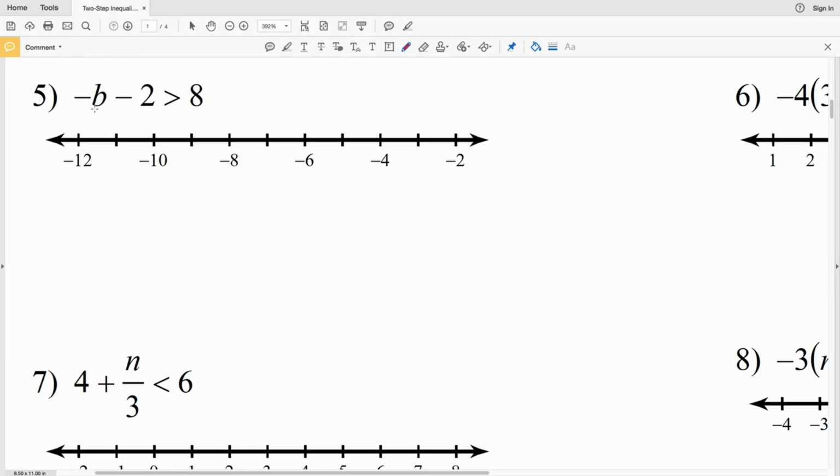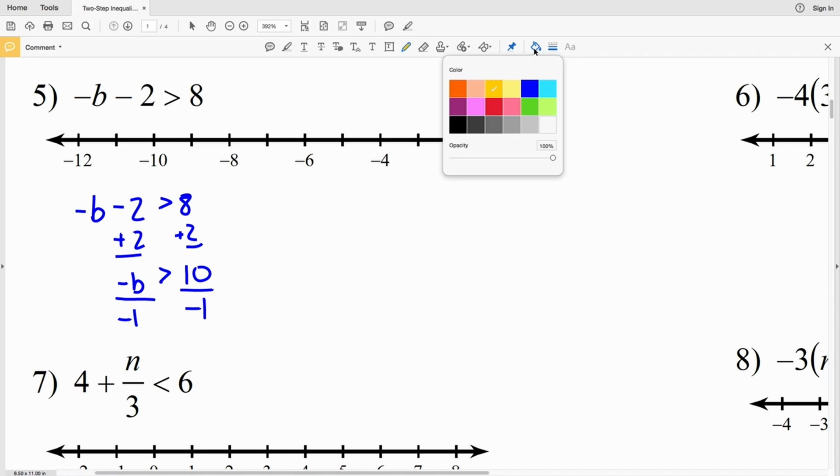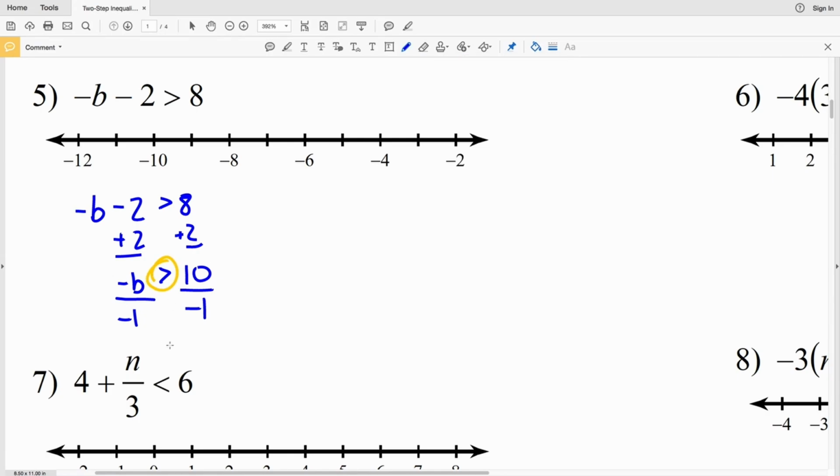For number 5, we have negative b minus 2 is greater than 8. We can start by adding 2 to both sides to get that negative b is greater than 10. Then, since this is a negative b, I'm going to have to divide by negative 1. Whatever I do to the left, I do to the right. I also have to remember, since I'm dividing by a negative, I have to switch this inequality. That'll leave me with b is less than negative 10 as the solution to number 5.